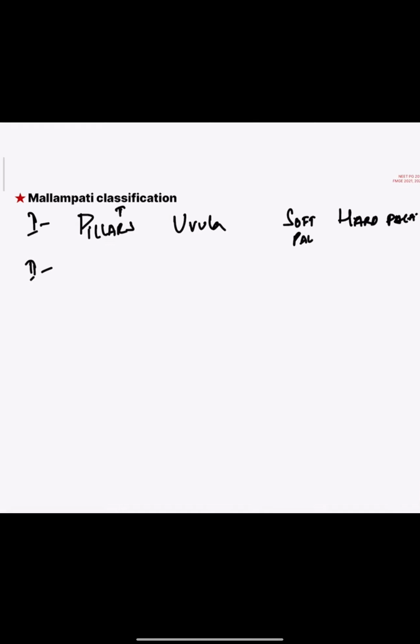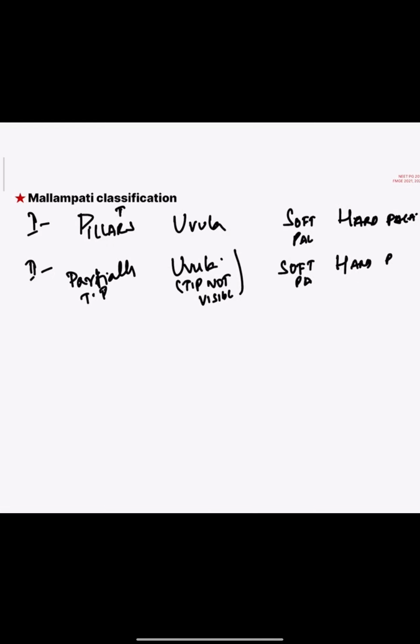Okay, Mallampatti class 2. When do you say class 2? Remember, guys, class 1 is denoted by push, P-U-S-H. Class 2 is denoted by U-S-H. USH. Now remember, here also you will see partial tonsillar pillars could be seen. Partially you can see tonsillar pillars in class 2, but you will see uvula. But remember, the tip is not visible. Tip not visible. Okay. Next, soft palate is seen and hard palate is seen. Hard palate is seen. That is class 2.